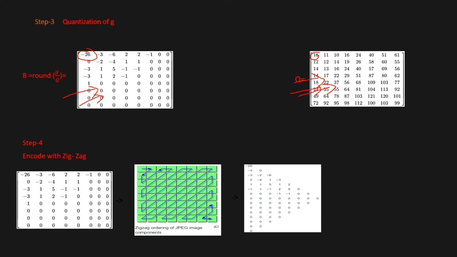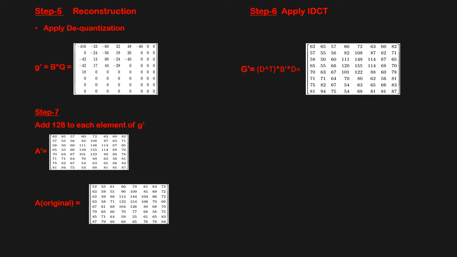Do the zigzag encoding the same as it's given here. Start from here, then go there, then this, and after forming this zigzag you will get this matrix. And how do we reconstruct this matrix to get the original matrix? Here we try to reconstruct the matrix. First, in step 5, we dequantize.